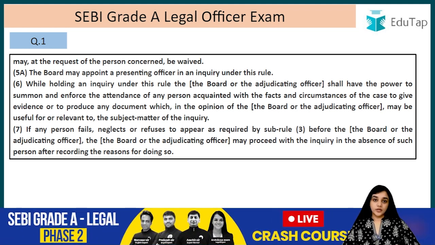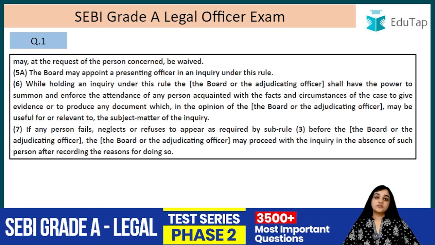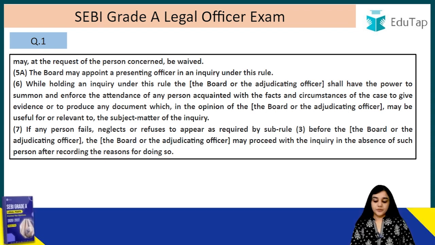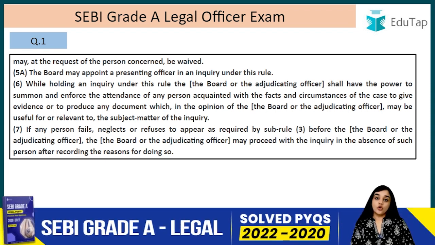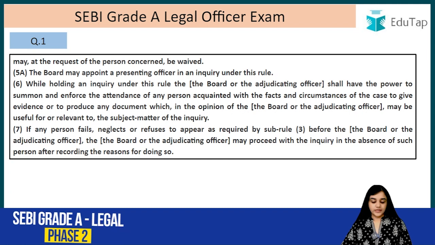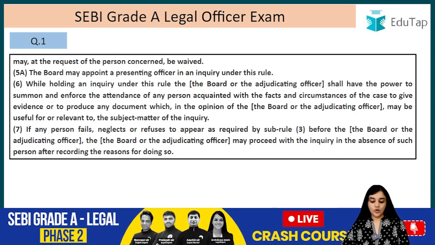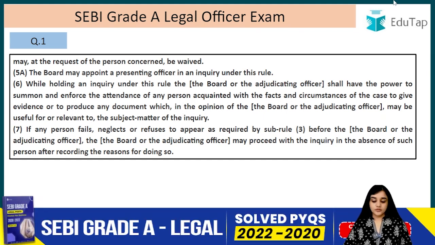So if you are asked to appear and you do not appear, in that case the proceedings will be started against you in your absence, and the adjudicating officer or the board will first record the reasons for doing so, right? If a person fails, neglects or refuses, so all of these are included, right? Fails, neglects or refuses to appear as required under sub-rule 3 before the board or the adjudicating officer, the board or the adjudicating officer may proceed with the inquiry in the absence of such person after recording the reasons for doing so. Okay, so question number 2.